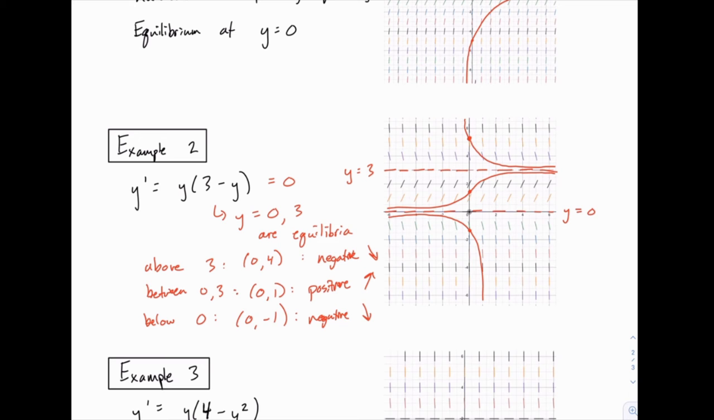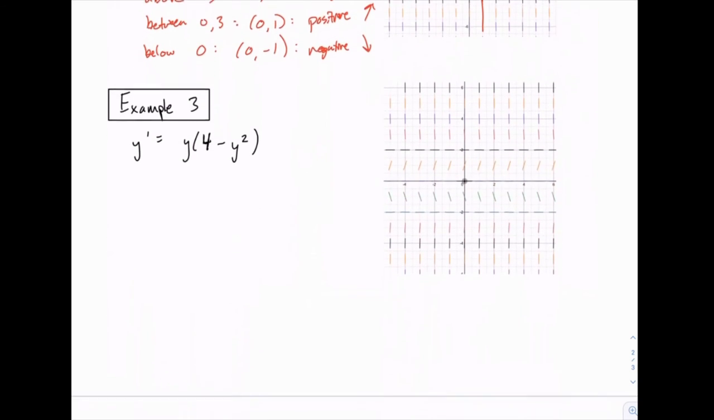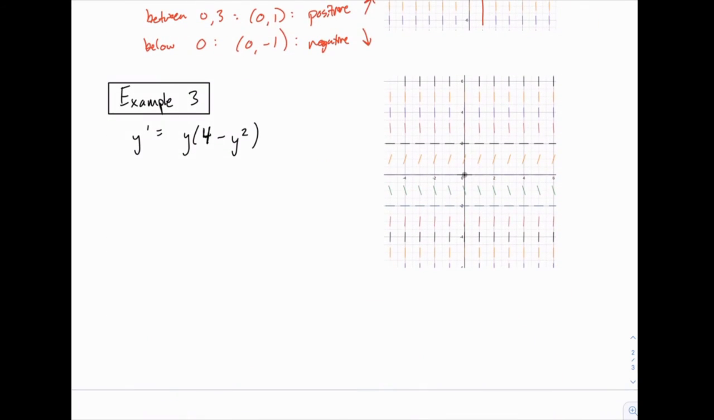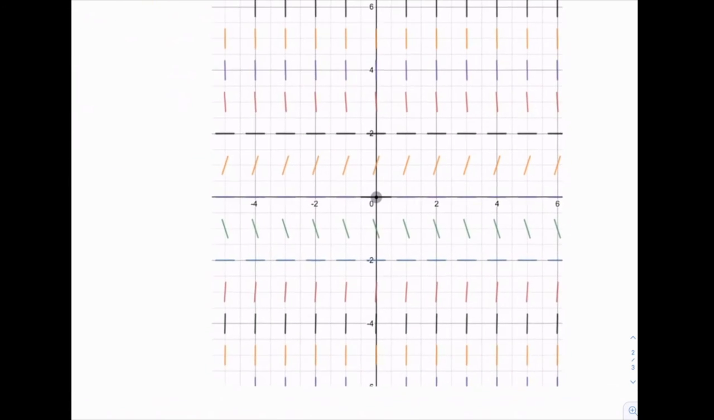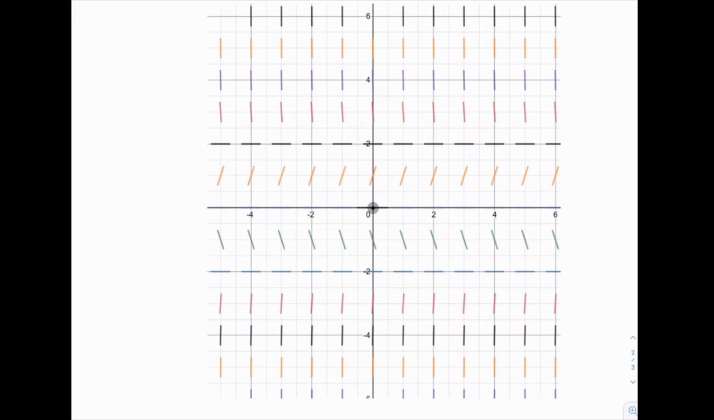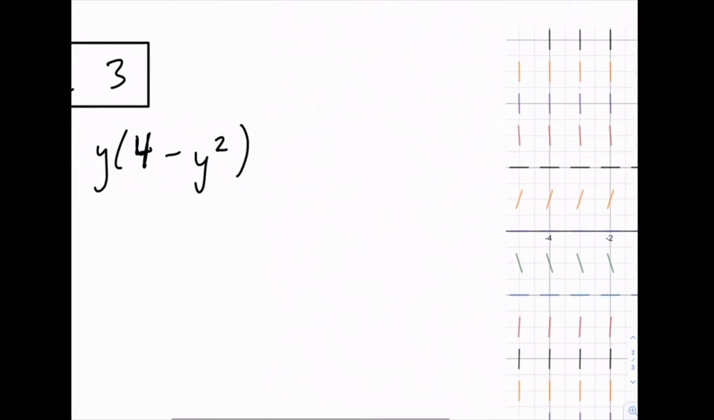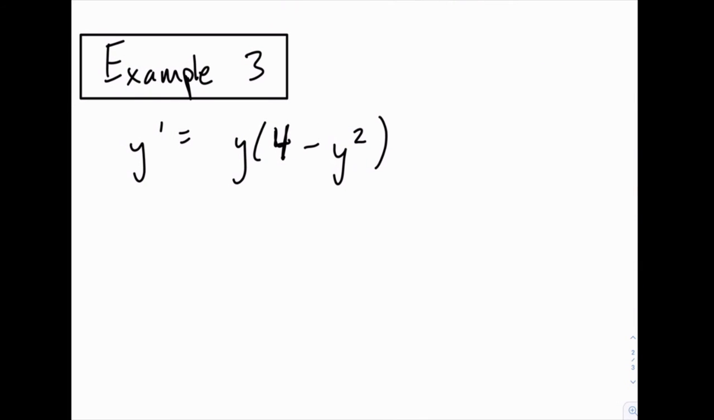Let's keep that in mind and look at our last example. This one is y prime equals y times 4 minus y squared. And again, we can zoom in a little bit to get a better view of this. But without even looking at the graph, we should be able to tell where the equilibrium solutions will be.